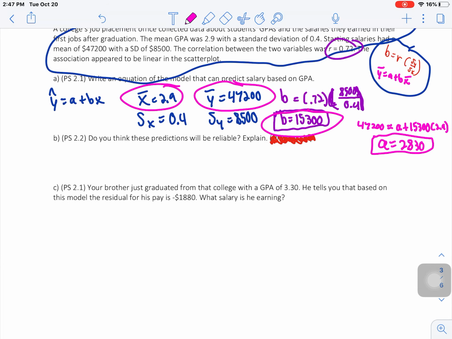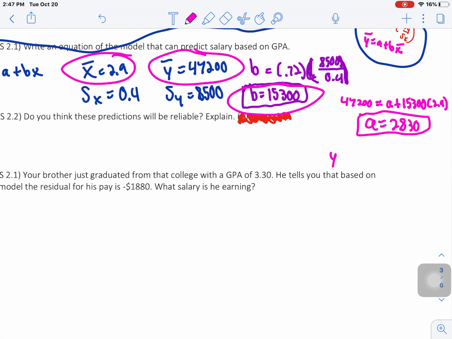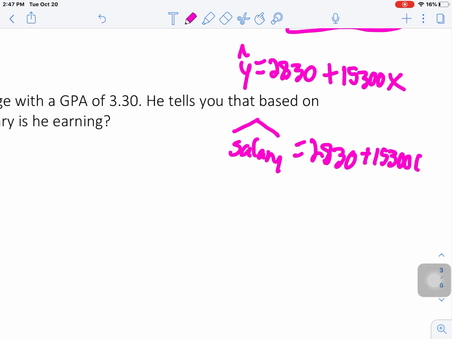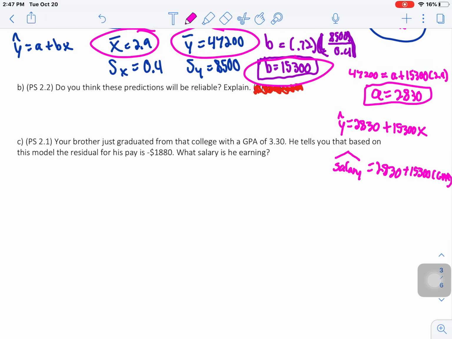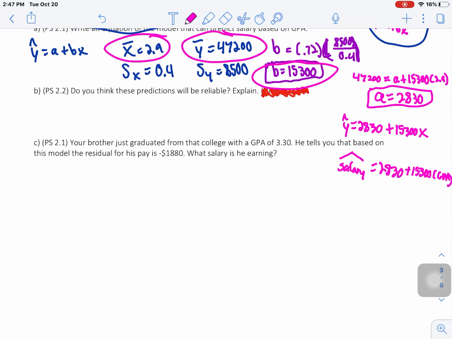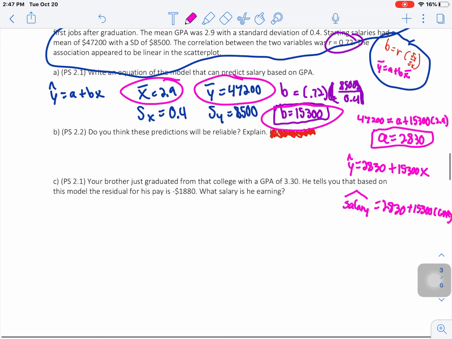Now we have our slope and we have our y-intercept. I wish I would have given you guys more space to do this problem. I apologize. So our final equation would be y hat equals 2,830 plus 15,300x. Or we can say that the predicted salary is this times the GPA. Same equation, just substituted in the context for the variables. All right, so that's getting the regression equation by hand.